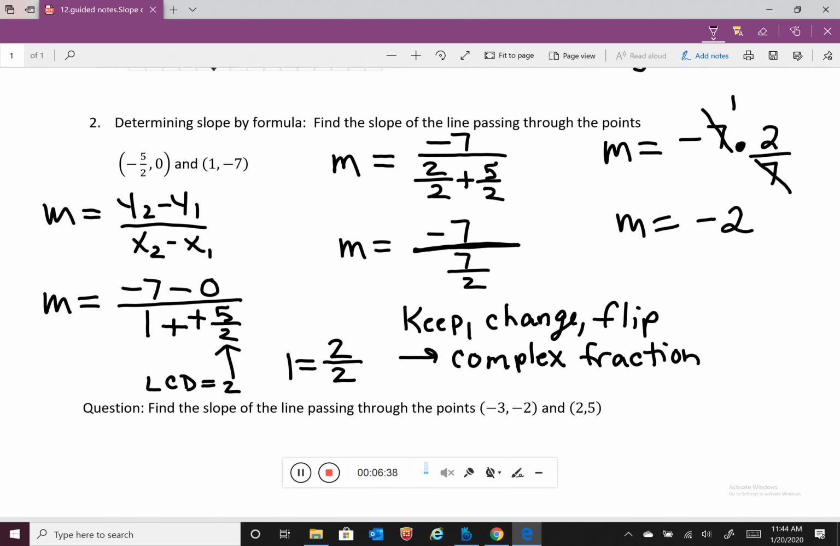Our question, find the slope using the slope formula of the line passing through the points -3, -2, and 2, 5.